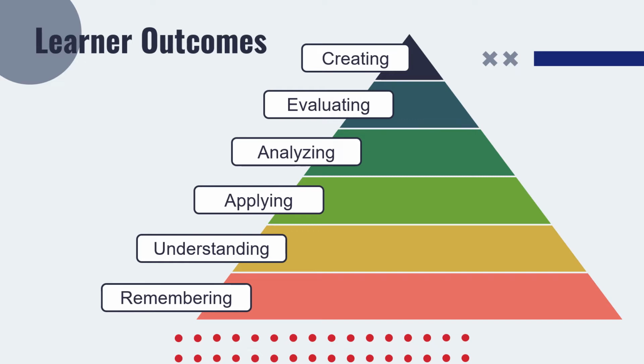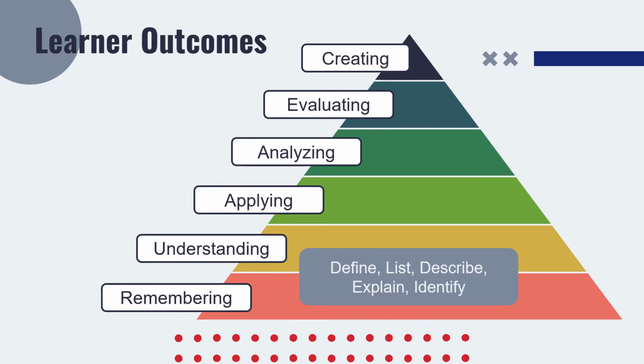The levels on the bottom, remembering and understanding, represent the simplest and most concrete examples of learning. Action words in these levels are best used to teach basic concepts and facts or summarize main ideas. Words might include define, list, describe, explain, and identify.